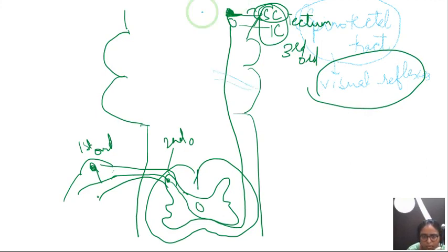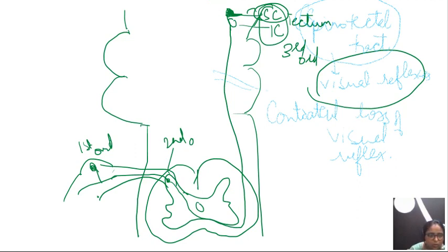If the lesion occurs in the tract anywhere, the patient presents with contralateral loss of visual reflex. Simple. You don't have to remember the lesion, because if you remember the function, the lesion would be absence of the function. Or any deterioration in the function is the lesion. Fine. So I need to clear one more term here.